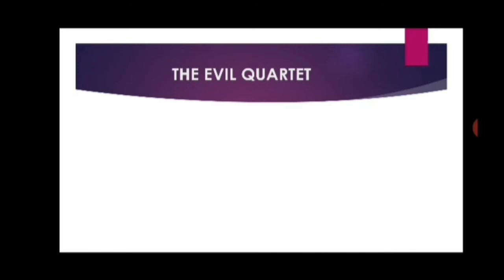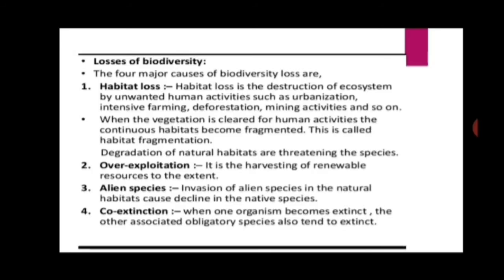Now, let us discuss the evil quartet of loss of biodiversity. The main problem with the biodiversity that we are facing right now is the loss of biodiversity. The evil quartet tells us about the four major causes of biodiversity loss. The first cause is habitat loss, also known as fragmentation.